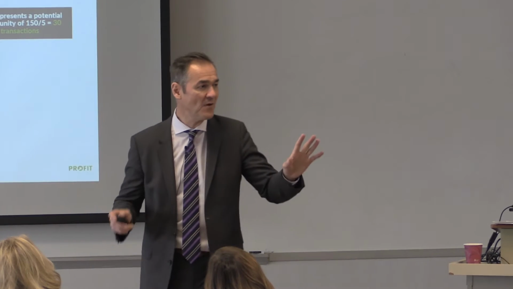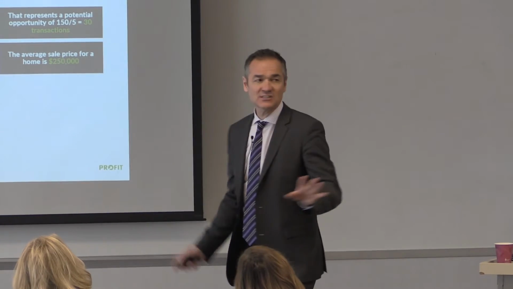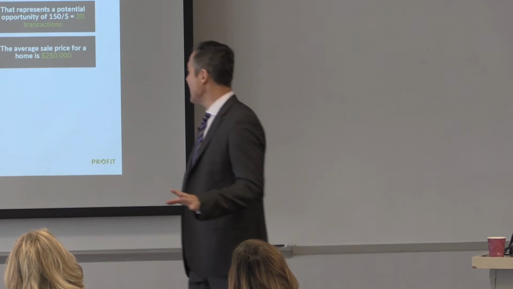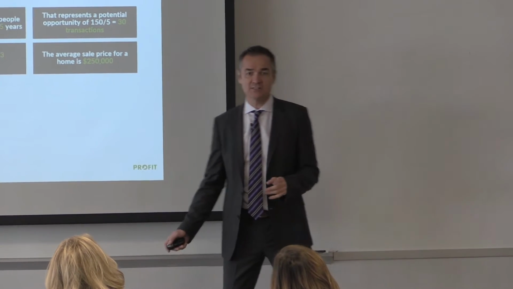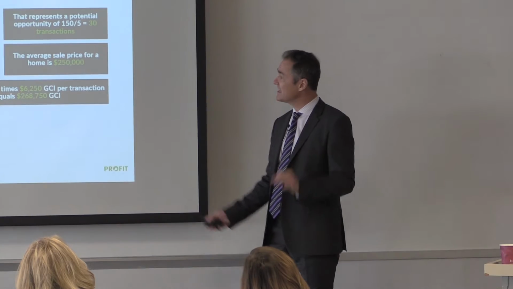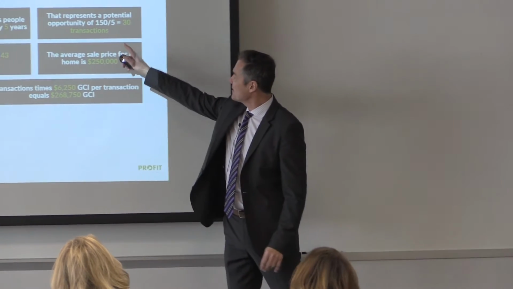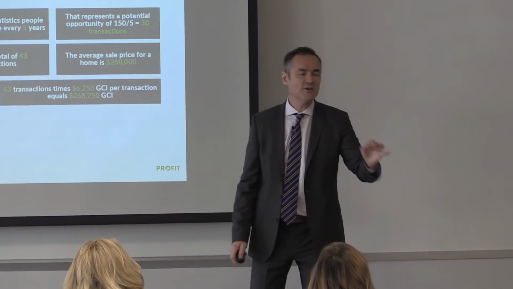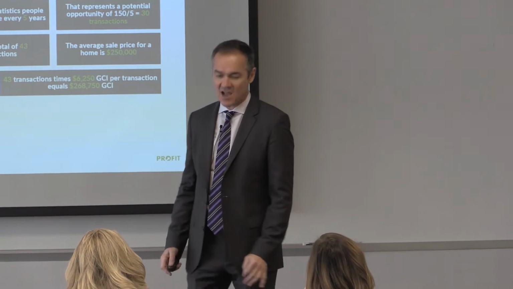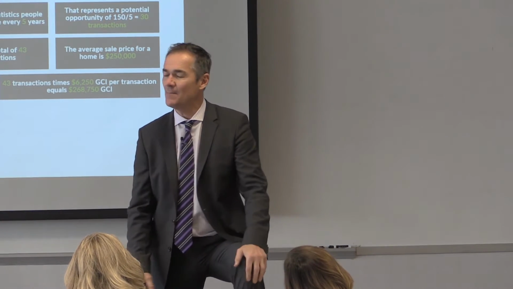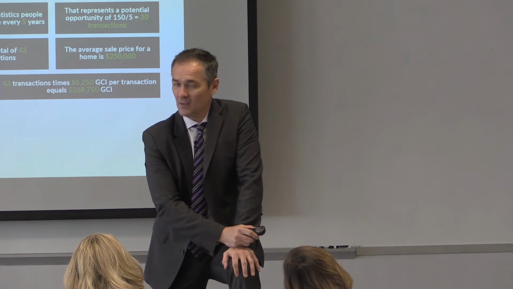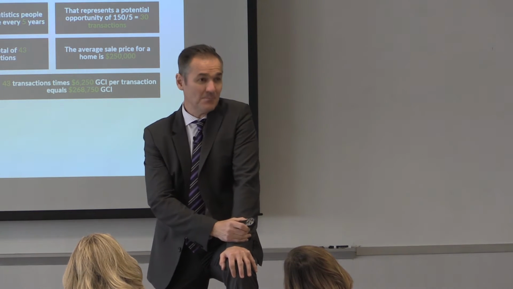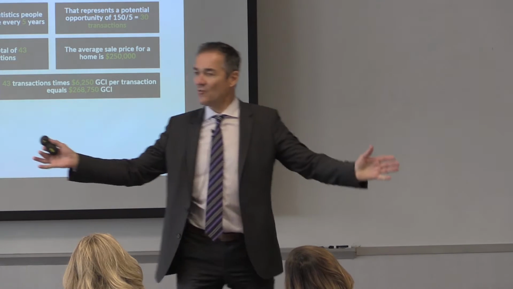Now, let's quantify that for a second. Let's say your average sale price is $250,000 at 2.5%. I'm being conservative. That's $6,250 an end. You multiply that by the 43, that's $268,000 in GCI. Once again, I'll just say it again. The majority of this room didn't even have that as a goal, right? And I'm saying to you, it's simple. But let's not overcomplicate it.